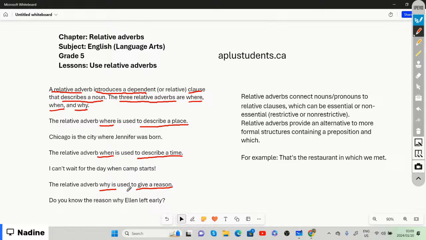Right? So relative adverbs introduce dependent clauses that describe a noun. And we see that the relative adverbs are where, when, and why. The relative adverb where describes a place. The relative adverb when describes a time. And the relative adverb why is used to give a reason.